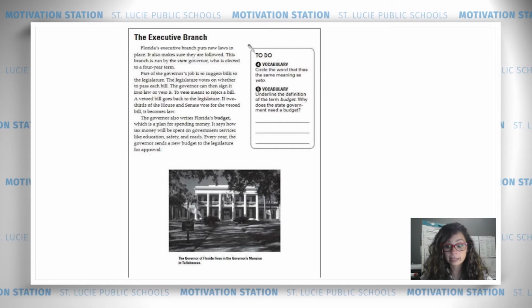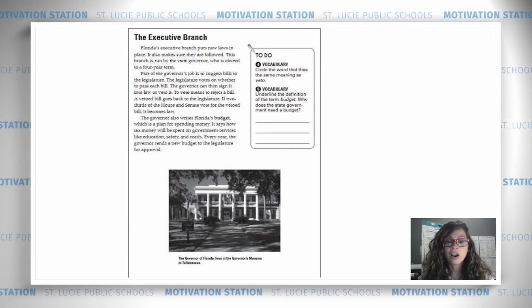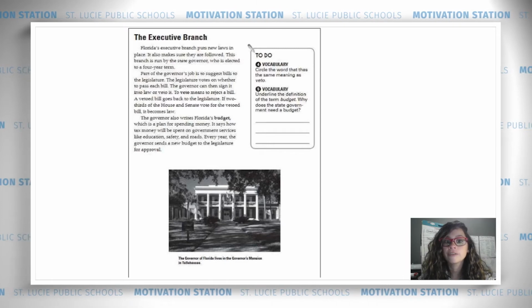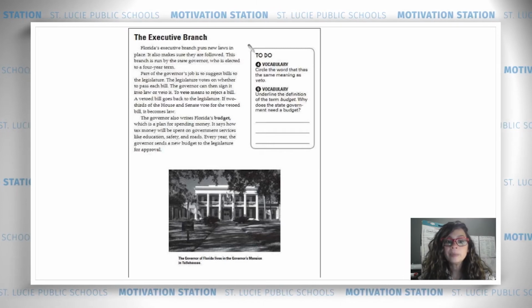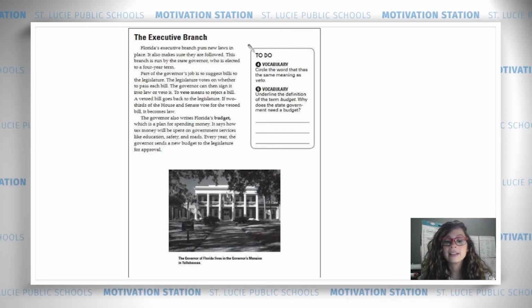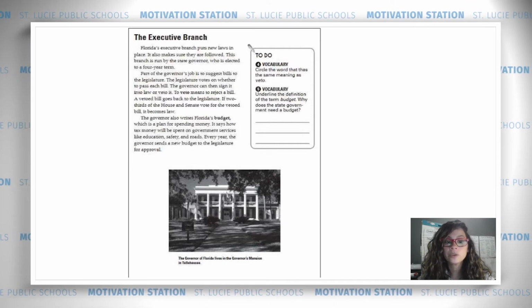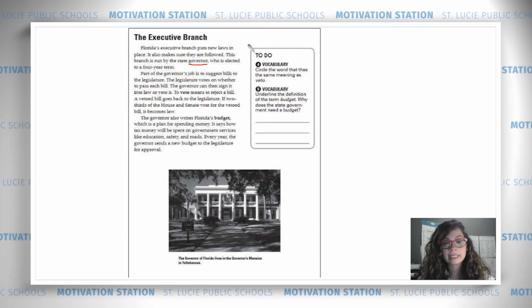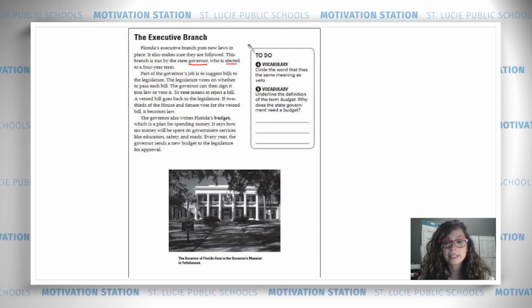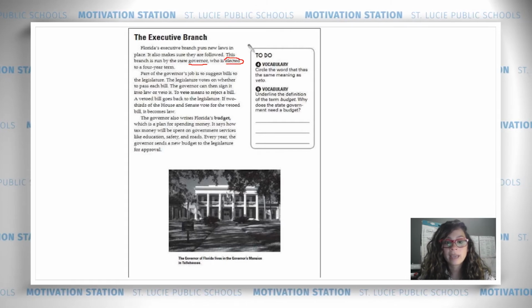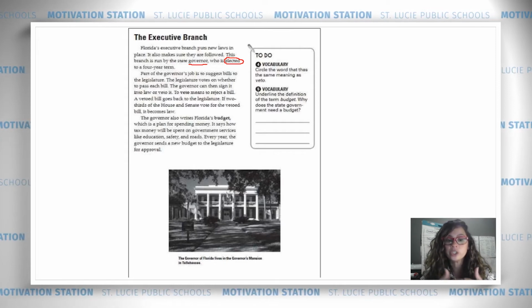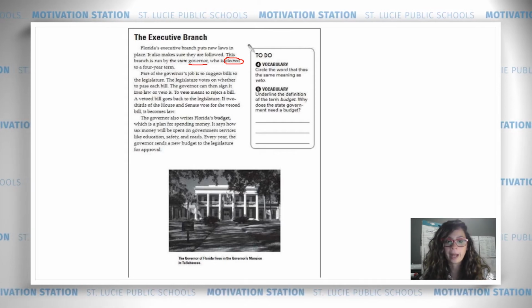Okay, that's our next branch. They are the ones who make sure that the laws are followed. This branch is run by the state governor, who is elected to a 4-year term. So again, the same as senators and representatives, the governor is also what? Elected. People vote for that position. We choose our governor for the state of Florida.